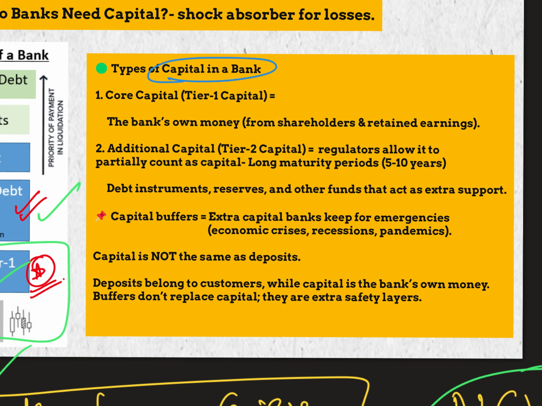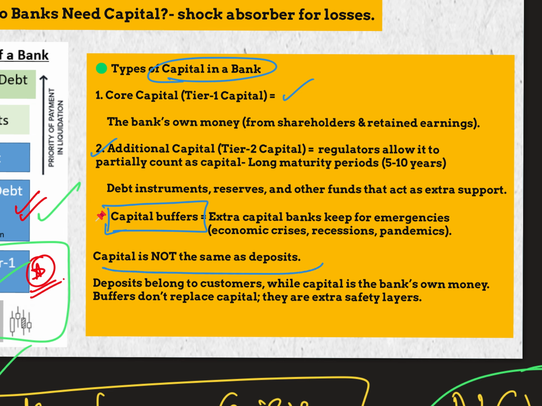A quick recap. Tier 1 capital is the core strength of the bank. It's their own money. Tier 2 capital is like a backup generator. They have debt, reserves, etc. And here is one important additional concept called capital buffers. We'll look at that. It is like an extra sheet. Beyond what you already studied, over and above that, you have certain buffers.